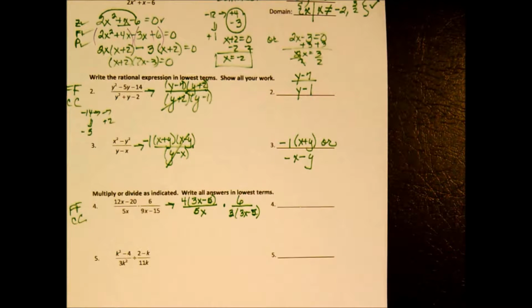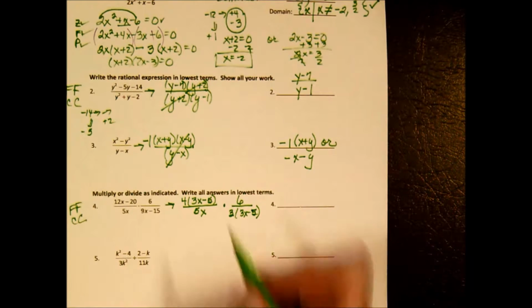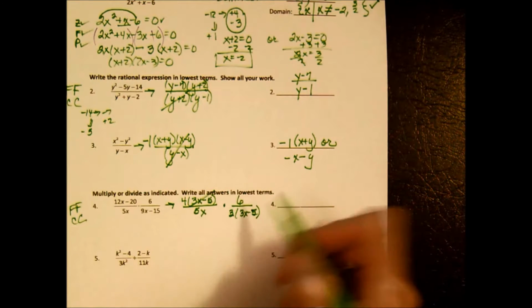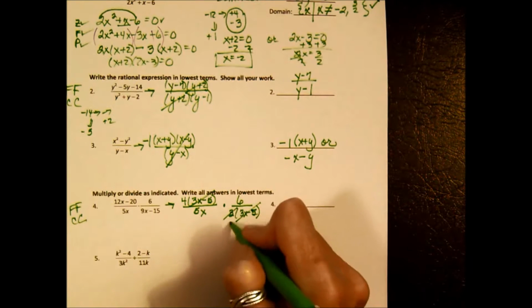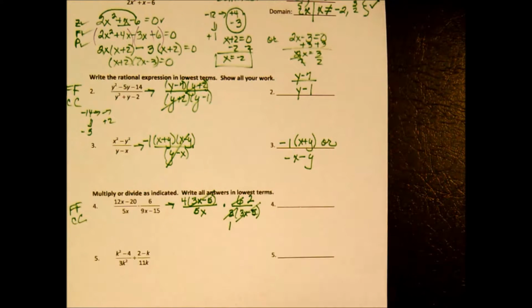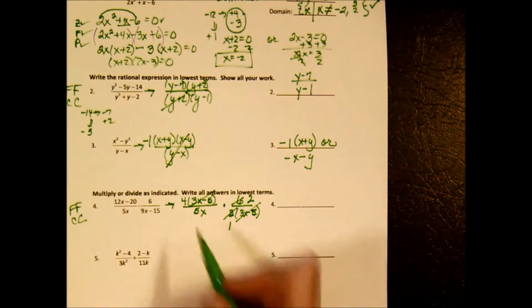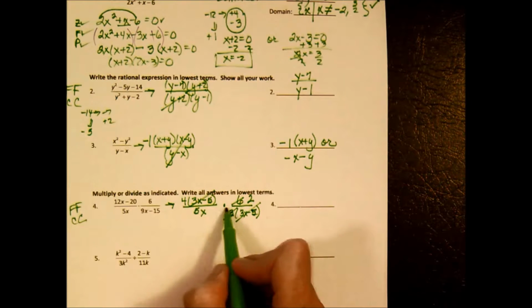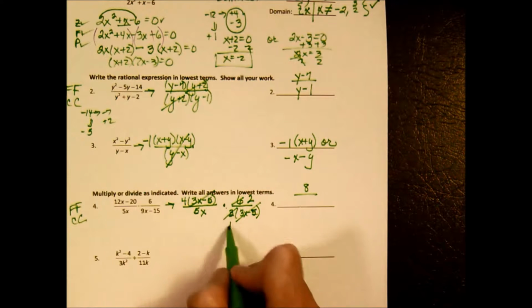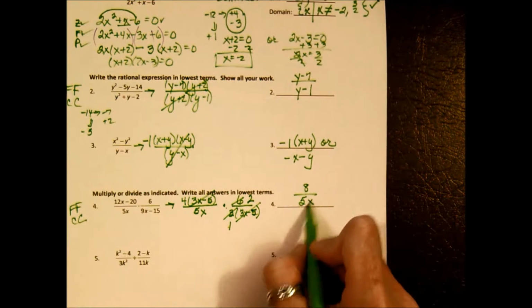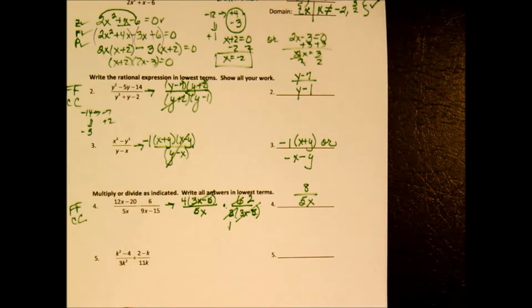I can now cross cancel factors. So 3x minus 5, 3x minus 5, those cross cancel. 3 goes into 3 once, it goes into 6 2 times, and I'm left in the numerator with 4 times 2 is 8, and in the denominator 5x times 1 is 5x. So we just have 8 over 5x.